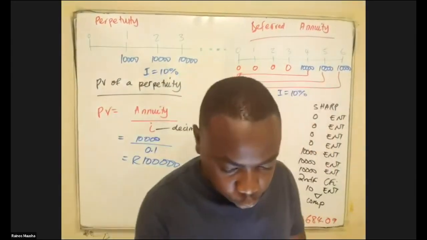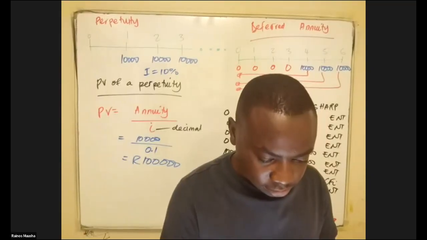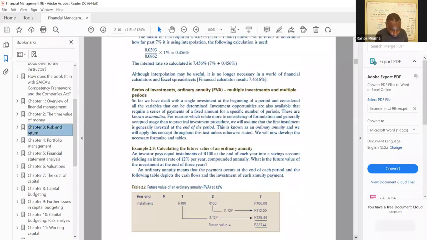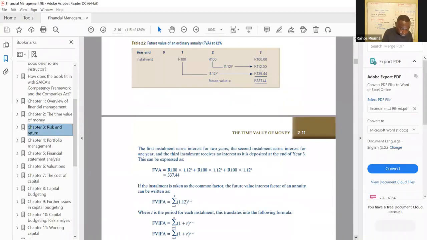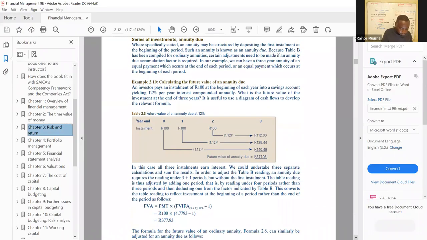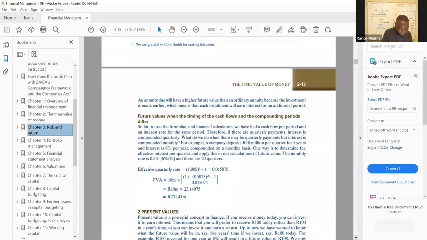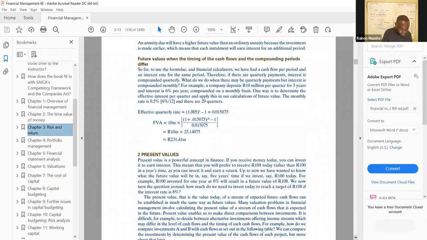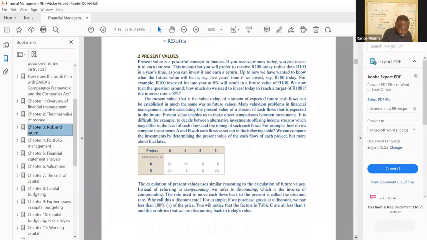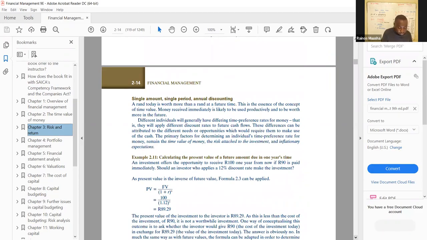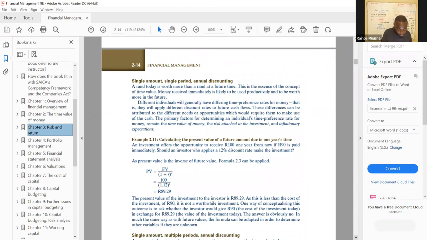So far, from where we left off in the textbook, we have looked at these sections where we looked at future value of an ordinary annuity. We have also looked at annuity due, future value of an annuity due. We have already covered that. Then we have looked at future value when timing the cash flows in the compounding periods. Then we have looked at the present values as well. We have already looked at that, whether it's a single amount or even under annuity dues as well. We have already looked at them.